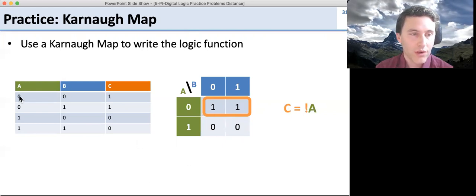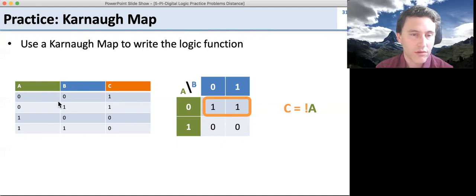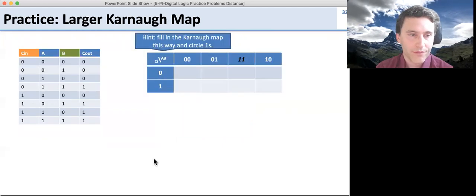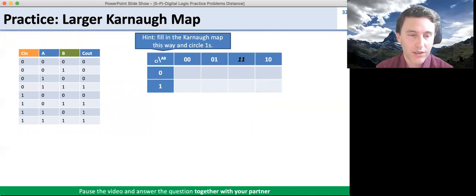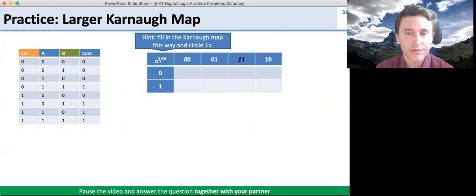If we go back here, we can say, hey, when A is 0, C is 1. And when A is 1, C is 0. So it is C equals not A. Let's take a look at a larger Karnaugh map. Go ahead with your partner and solve the problem.